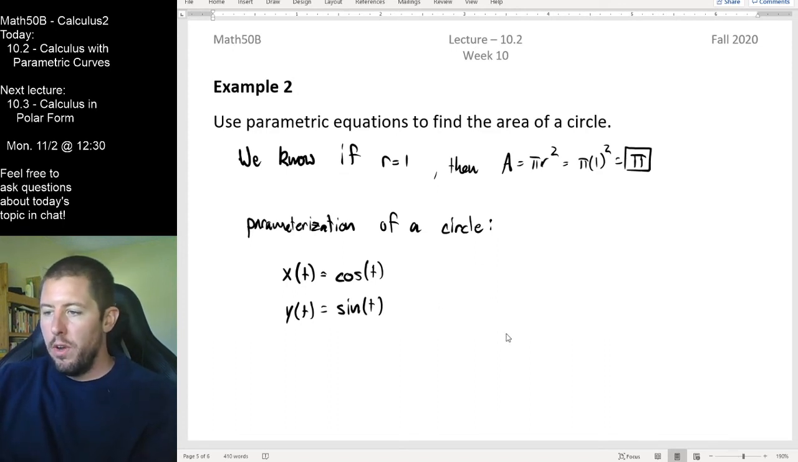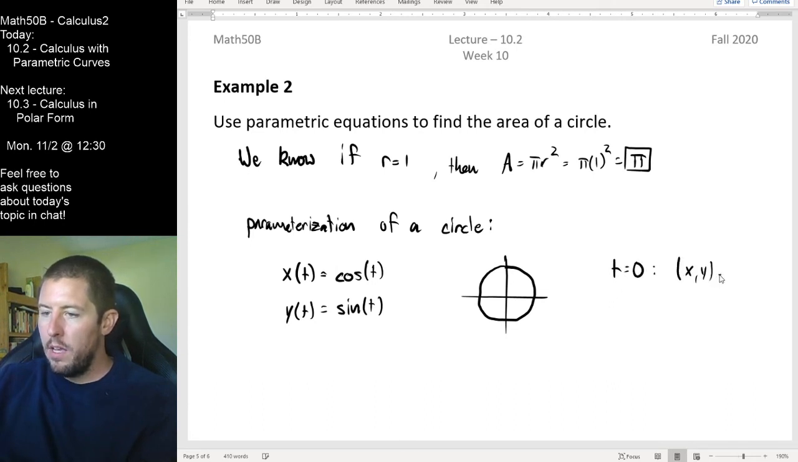So what I want to just do real quick is stop and think to myself, what is this circle actually going to look like right here? And in which direction are we parameterizing it? If I take t to be equal to 0, then that's going to give me x, y equals, if I plug in t equals 0, x is going to give me 1, and y is going to be 0. So this is our t equals 0 location.